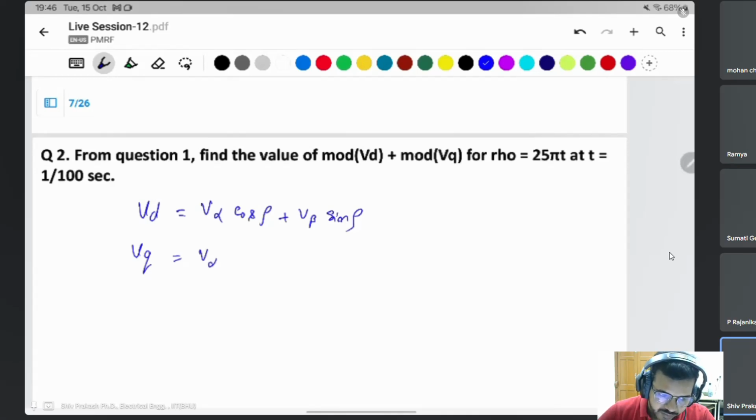This is VD, and VQ is minus V alpha sin rho plus V beta cos rho.